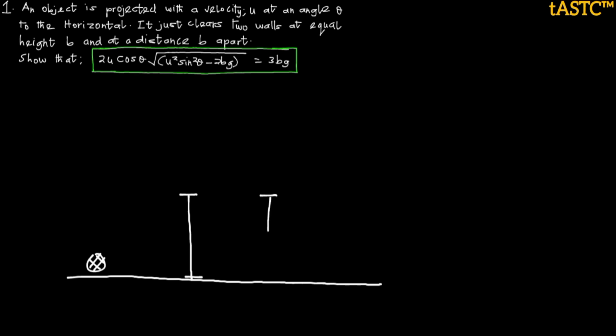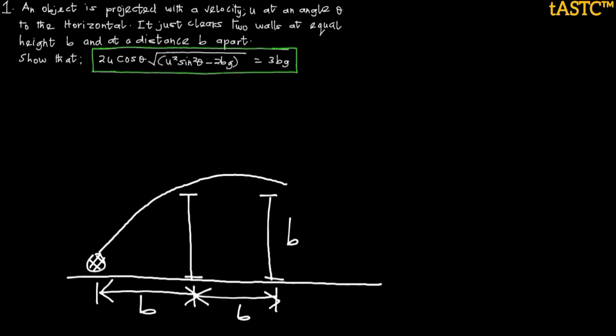So I'm going to take it a little bit closer now. Now this has a height of b. Now the distance between this wall and the other is b. Now let us say that the distance between this wall and the ball is b. Now we know that this ball was projected with an initial velocity, so obviously it is going to move along a parabolic path. So that is going to move in this direction.